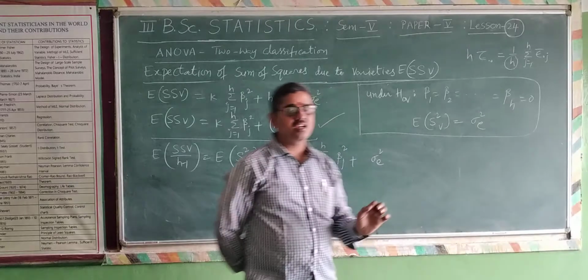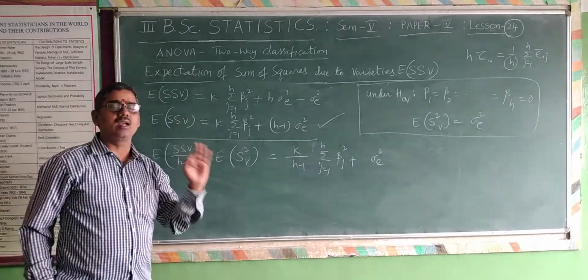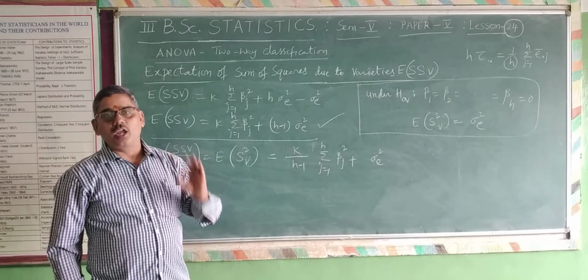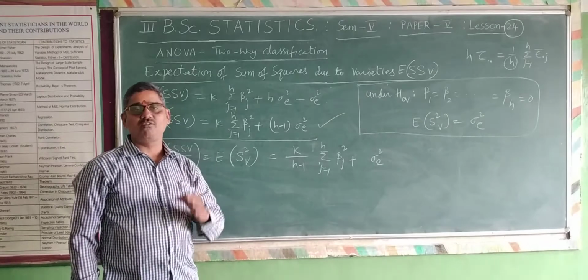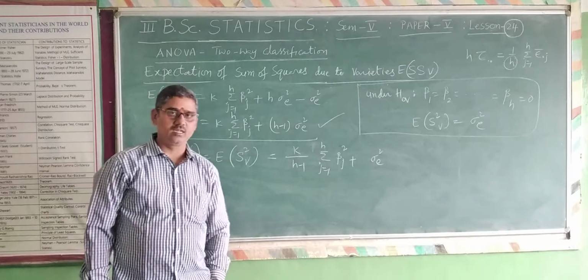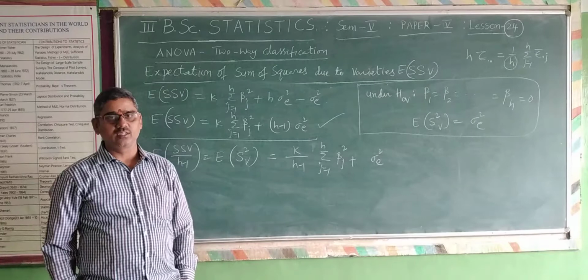This is the next part, number 3, in the expectation of various sums of squares in the two-way classified data, in the two-way classification of ANOVA, analysis of variance. Is it enough for you? Have you understood this? Fine.